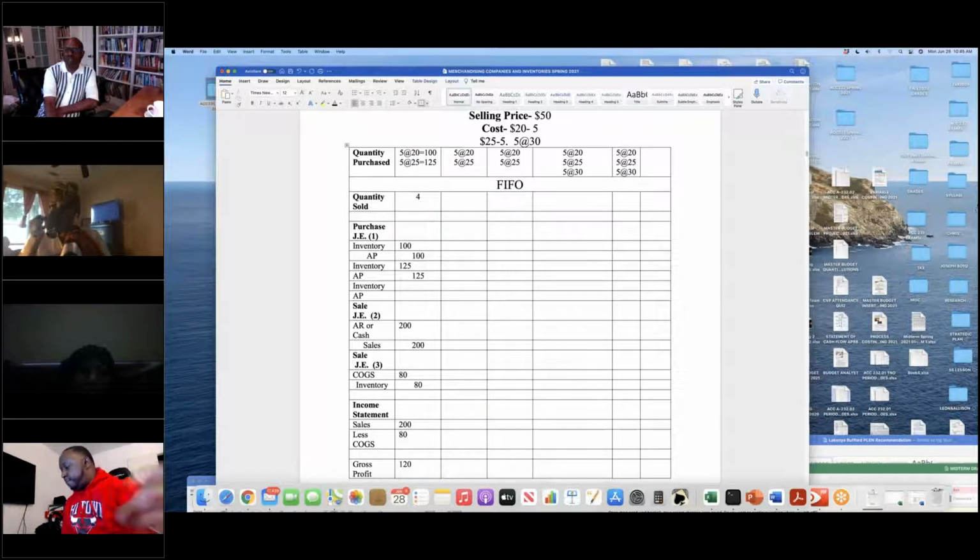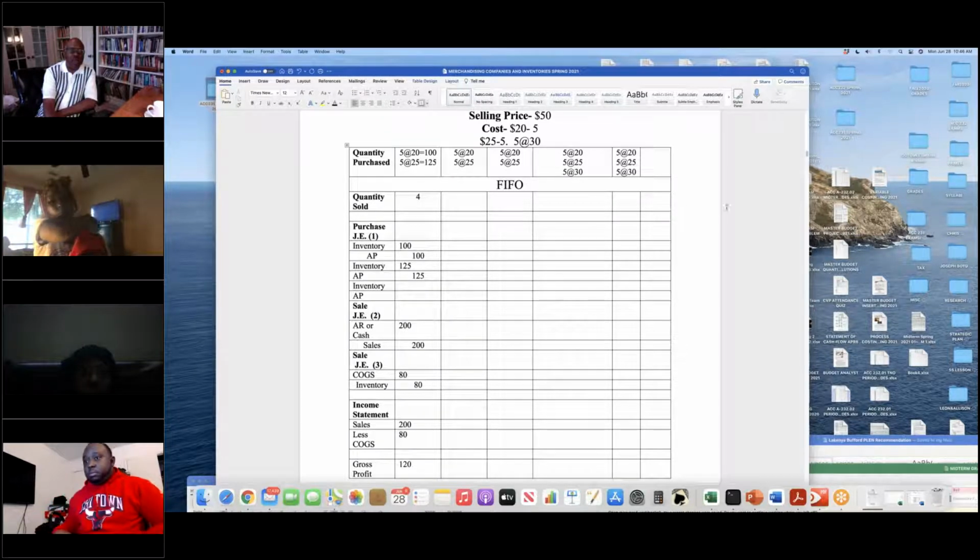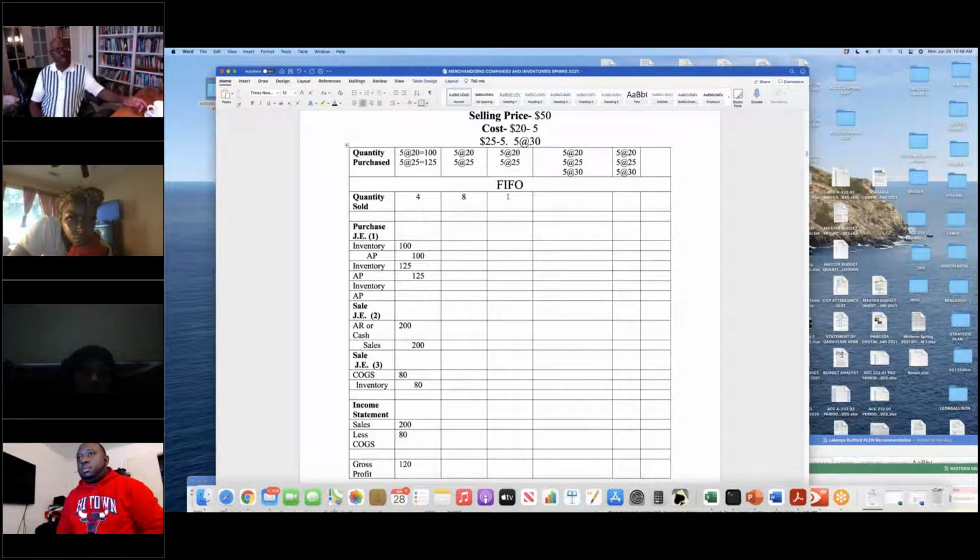Is anybody ready to run the shoe store now? Yeah, I think I can. I could do it. Okay, so give me the scenario when we have 5 at 20 and 5 at 25 and you sell 8 pairs of shoes. So in this case, you're selling 8 pairs of shoes.